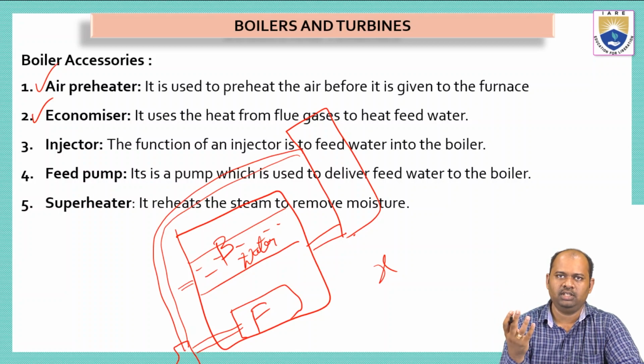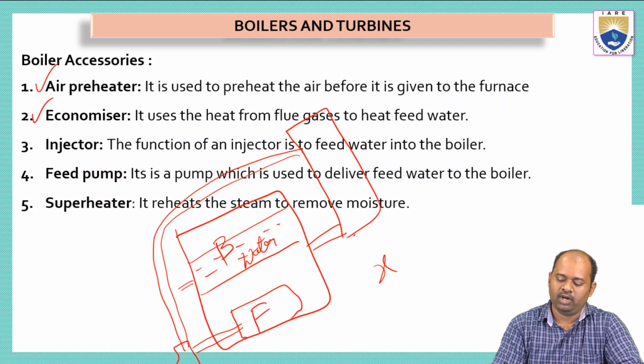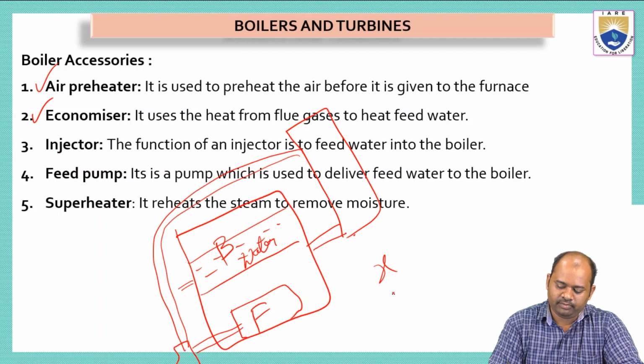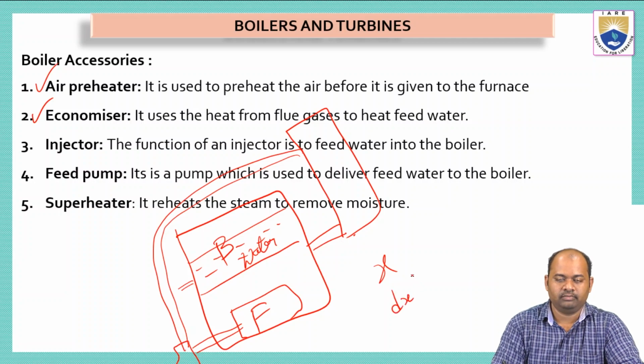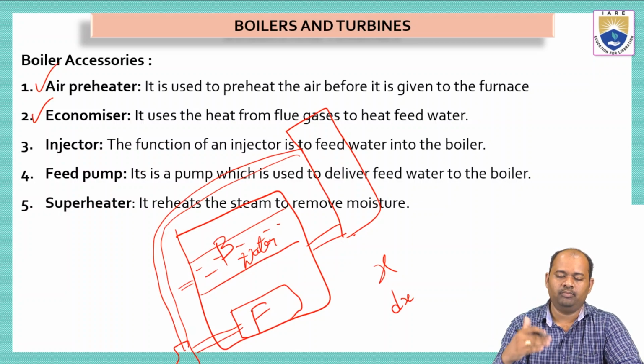Now I am reusing these hot gases with a device called an economizer. This economizer will supply the heat of these hot flue gases to the water. So the water also will be preheated before it enters the boiler tank. That means a small amount of work, dx, has already been done by the hot flue gases for increasing the temperature of the water which is being sent into the boiler tank.